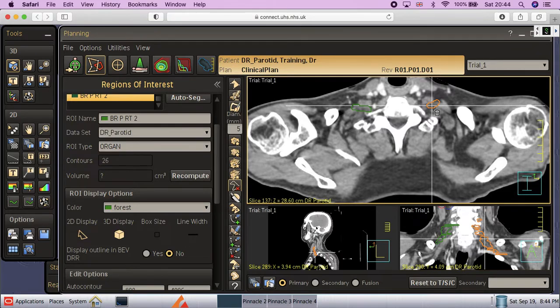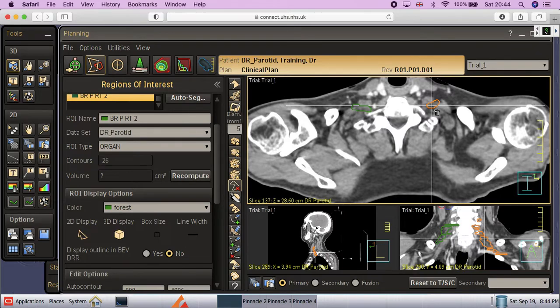So when you are using 70 gray over 35 fractions, you're using 2 gray per fraction. If your brachial plexus is within an isodose line of not the 70, but like the 68 or the 67 gray, so the maximum dose within the brachial plexus is 67. This 67 is given over a period of 7 weeks, which is the normal fractionation. So 67 gray divided by the 35 fractions, you end up with a dose less than 2 gray per fraction. Yeah, I think this is clearer now.